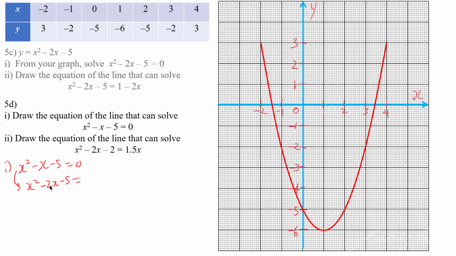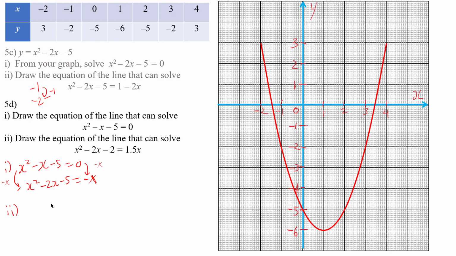From negative x, what must I do to get to -2? So from -1 to -2, all I have to do is -1. So here I minus x. Over here I minus x. So basically, what I have to do is draw a line y is equals to minus x. And I will get my answer. For part 2, please try it out yourself.